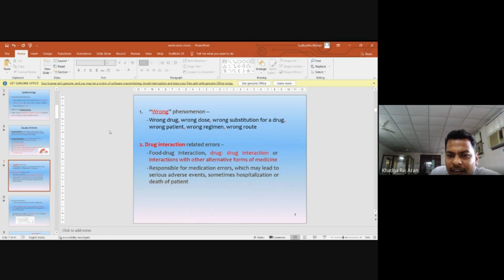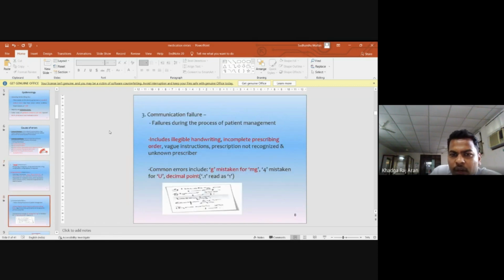Next is the drug interactions, that is drug interactions, or maybe drug-food interactions, or interactions with other alternative forms of medicines like natural products, Ayurveda, Siddha medicines. They are responsible for medication errors, which may lead to some serious adverse drug reactions, serious adverse drug events. Sometimes there is a requirement of hospitalization, and sometimes the death of the patient may happen due to the drug interactions. So next is the communication failure.